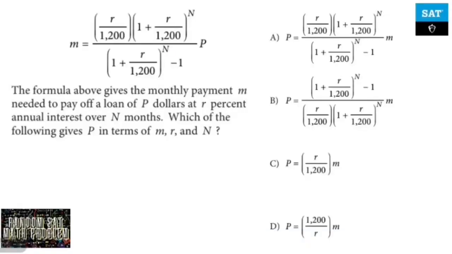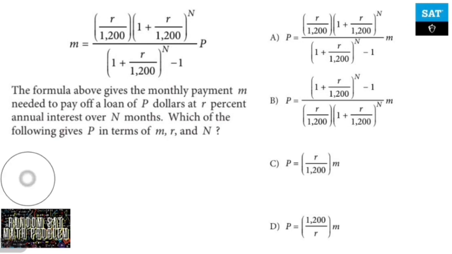Oh, baby, look at this one. This is a train wreck. The formula above gives the monthly payment M needed to pay off a loan of P dollars at R percent annual interest over N months. Which of the following gives P in terms of M, R, and N? Basically, you got this. M equals ugly fraction times P. They want you to get P all by itself.